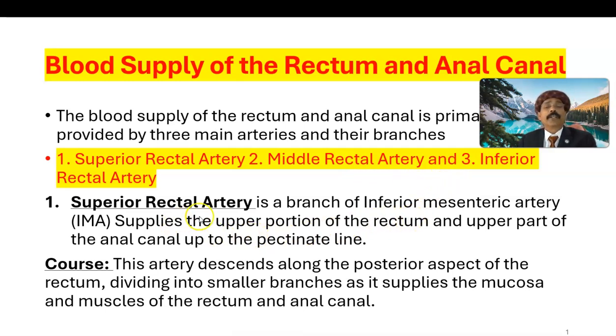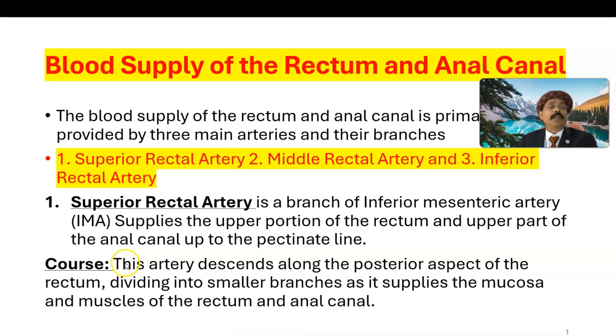The superior rectal artery is a branch of the inferior mesenteric artery. We know that the inferior mesenteric artery is a branch of the abdominal aorta. The superior rectal artery supplies the upper portion of the rectum and the upper part of the anal canal up to the pectinate line.